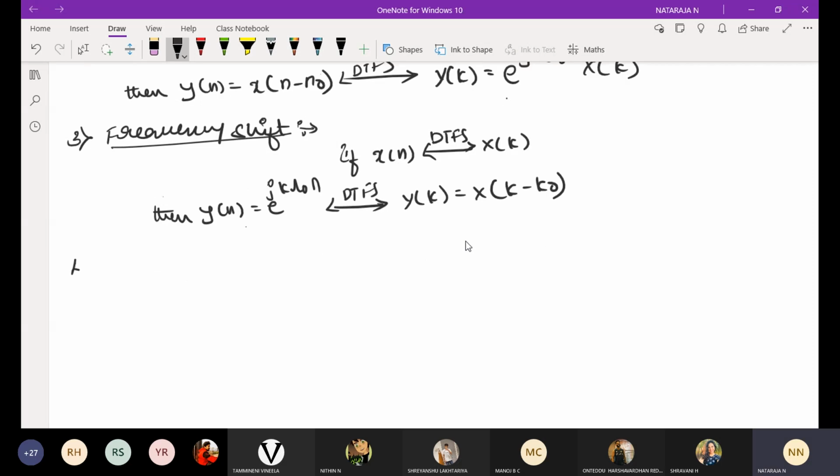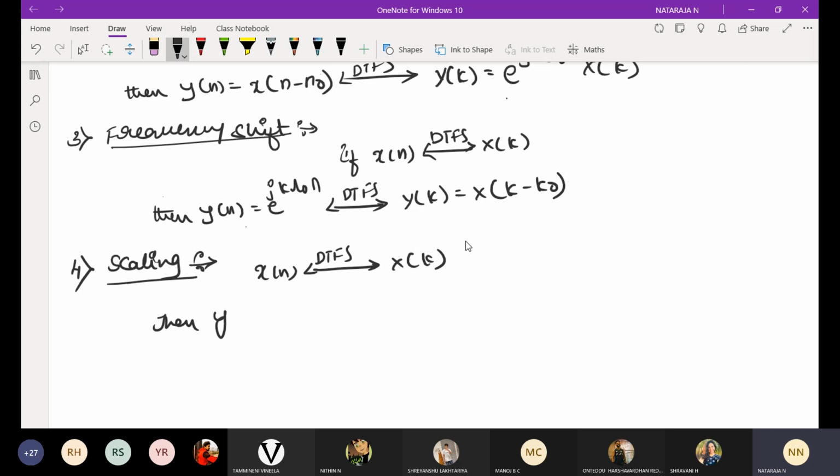Next we will go for the fourth one, scaling. Scaling property. Here x of n is DTFS of x of k, then y of n is equal to x of p into n. With respect to DTFS, if I apply DTFS for this, y of k is equal to p into x of k over p is greater than 0.